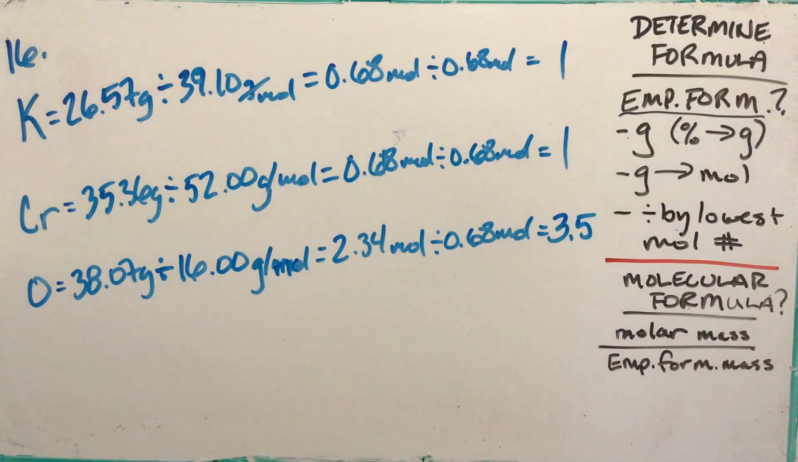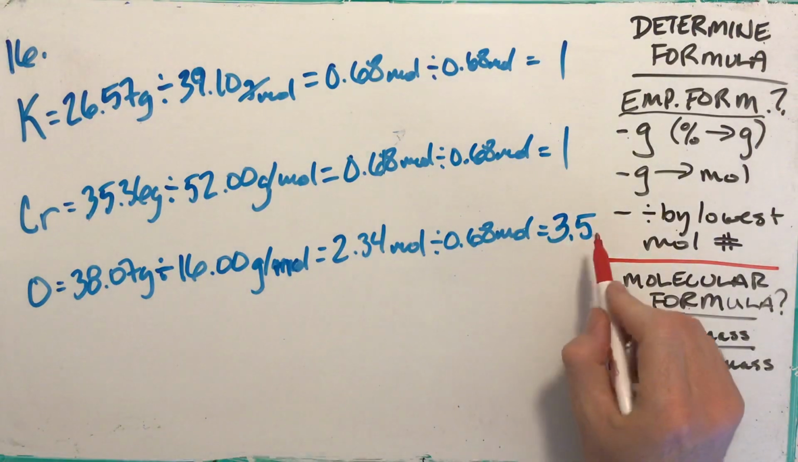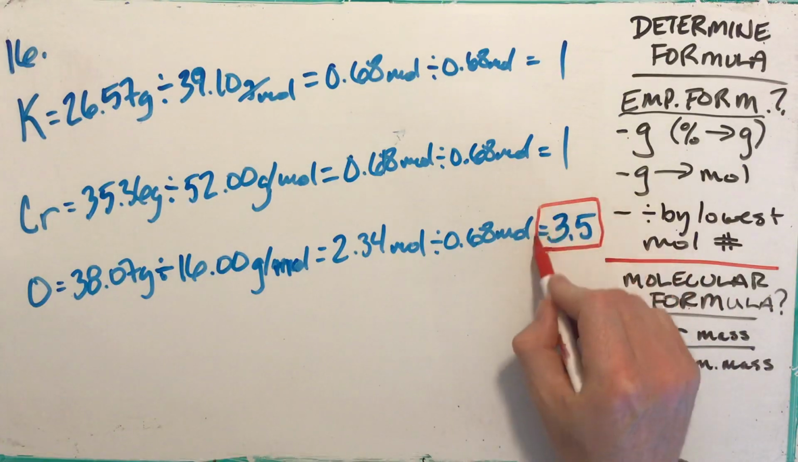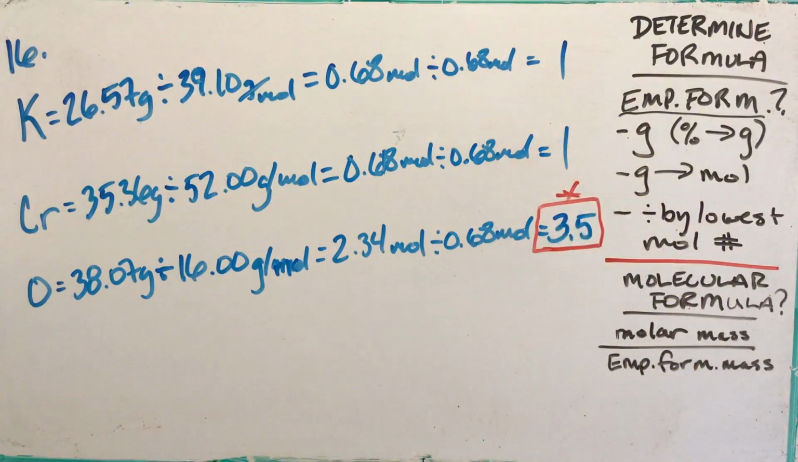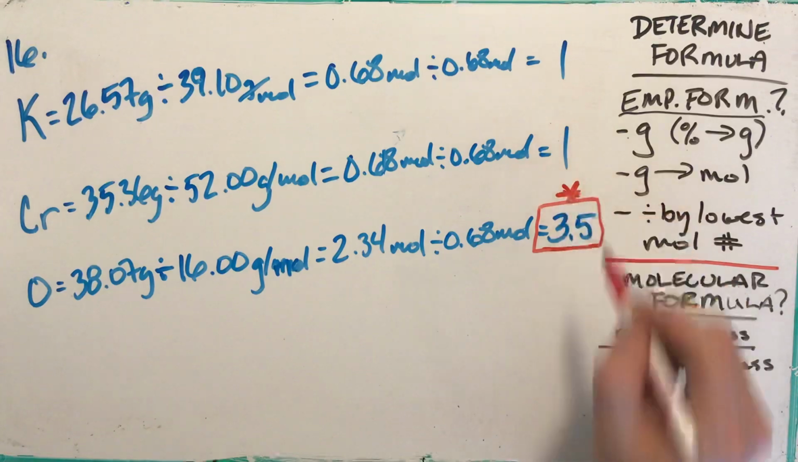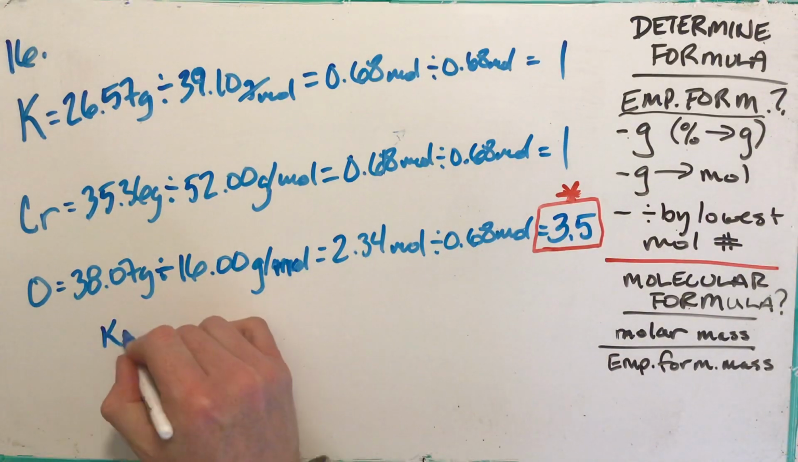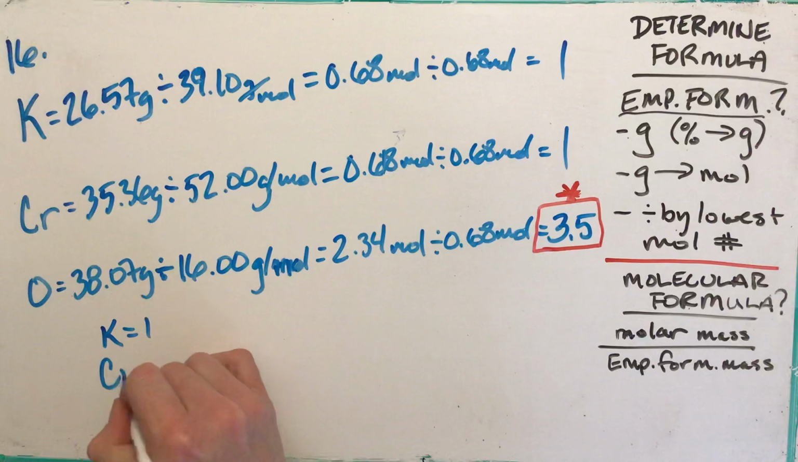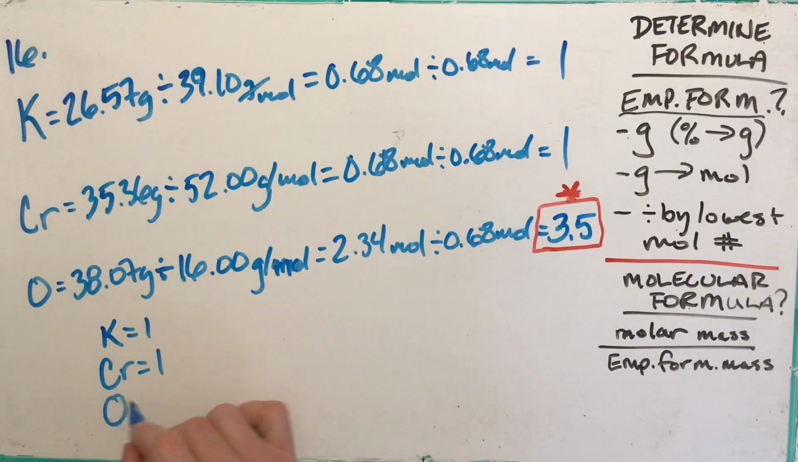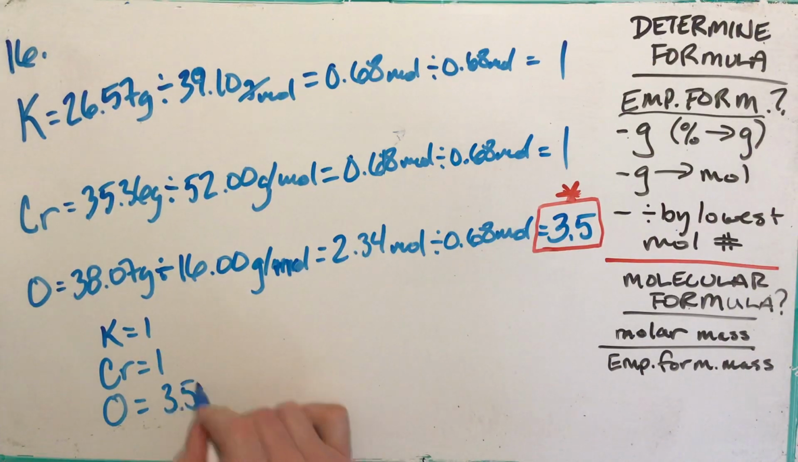So again, I'm looking at that. I can't make this 3, and I can't make it 4 because that value is right in the middle. So this, again, is a problem. But as we just saw, it's not a very big problem, right? I'm going to deal with the problem down here. And so I'm going to just rewrite this. K is equal to 1, Cr is equal to 1, and O is equal to 3.5. So this was our little issue right here, this 3.5.